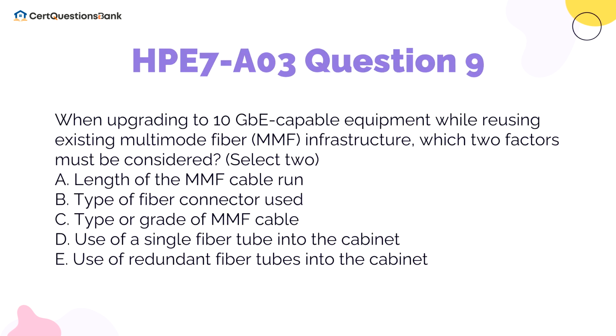When upgrading to 10GbE capable equipment while reusing existing multimode fiber (MMF) infrastructure, which two factors must be considered? Select 2. A. Length of the MMF cable run. B. Type of fiber connector used. C. Type or grade of MMF cable. D. Use of a single fiber tube into the cabinet. E. Use of redundant fiber tubes into the cabinet.